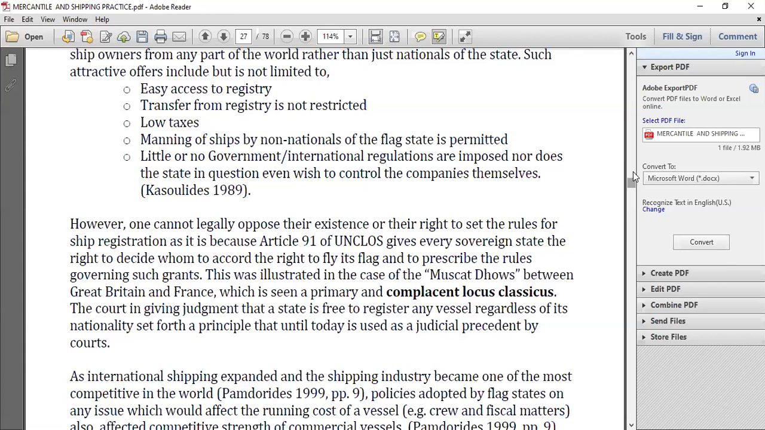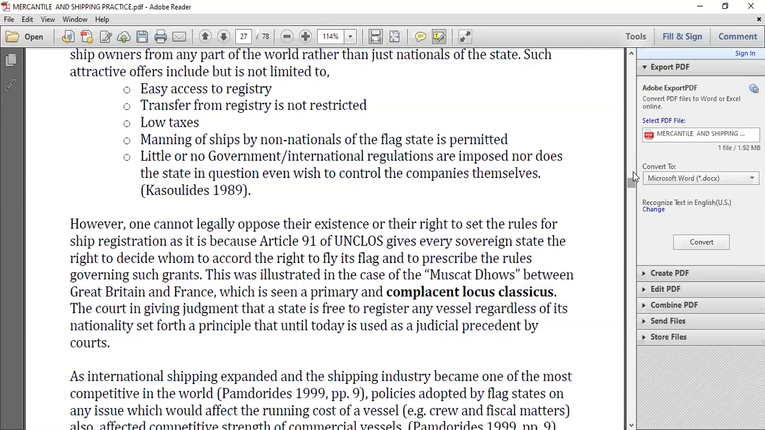There are no high taxes as opposed to registering in your own country, where you'll be charged very high taxes. Manning of the ships by non-nationals of the flag state is permitted, but in some countries, if you register, the first condition will be that you employ their people. Then also there's little or no government regulation imposed, nor does the state in question wish to control the companies themselves. So that freedom makes people leave their countries and go to these foreign countries to register.